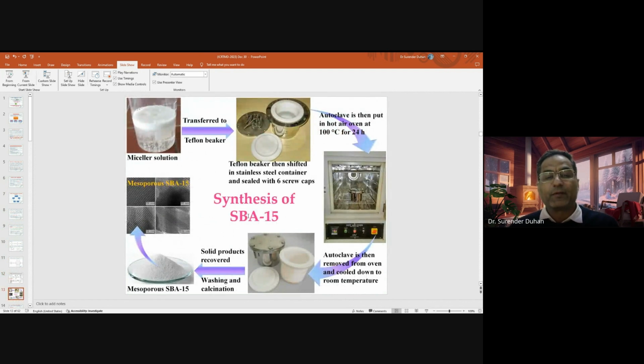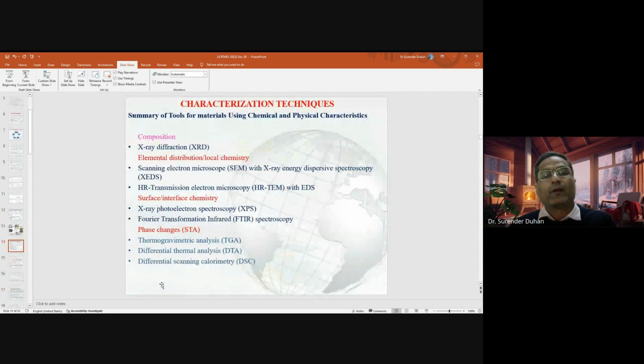This is the synthesis of SBA-15 by hydrothermal treatment. Here, this is your micellar solution, transferred to a Teflon beaker. The autoclave is then put into a hot air oven at 100 degrees Celsius for 24 hours. This is the autoclave. In the oven, the autoclave is then removed from the oven and cooled down to room temperature. At this stage, the solid product is recovered, followed by washing and calcination. After that, we get mesoporous SBA-15 or KIT-6 in powder form.